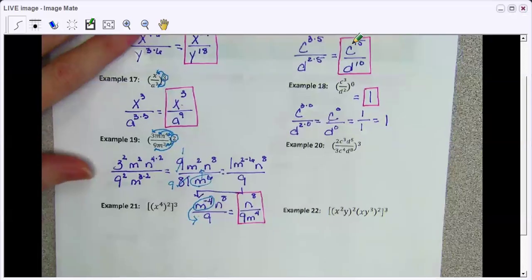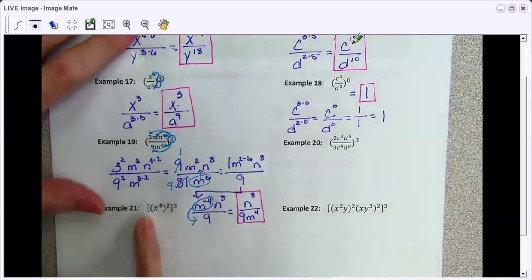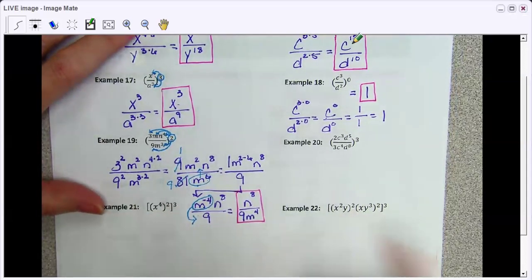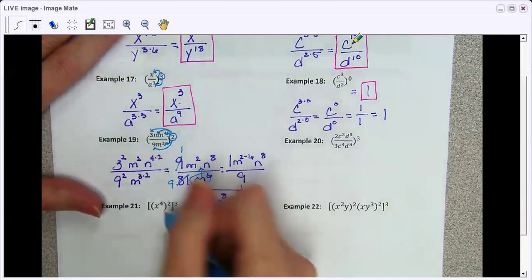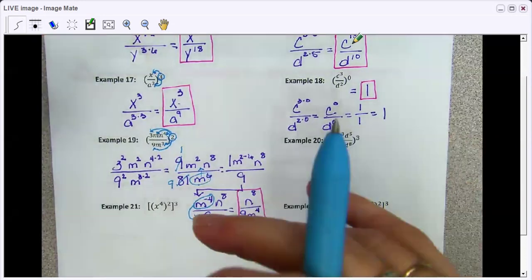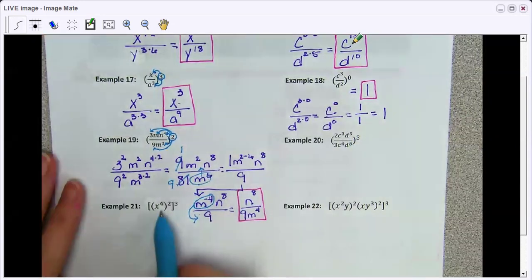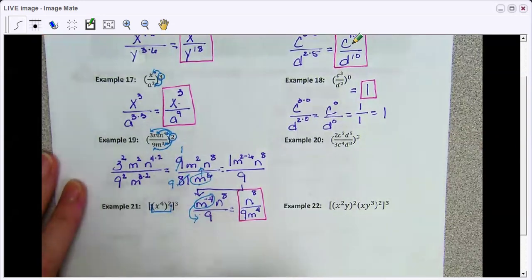I think I'm going to choose to be mean, and I'm going to do the easy one as an example and see how you can apply everything that we've learned to do this one. So let's take this. Now, when you're working with parentheses and brackets and all that, you always have to work from the inside out. So I'm going to take what is on the inside, which is x to the power of 4 raised to the power of 2, and I'm going to work that out first.